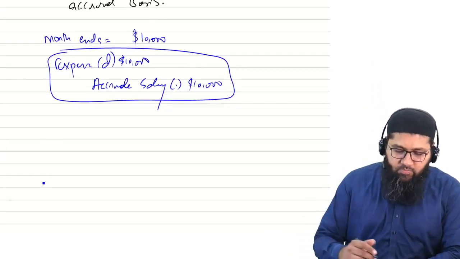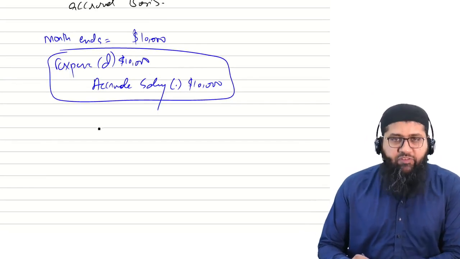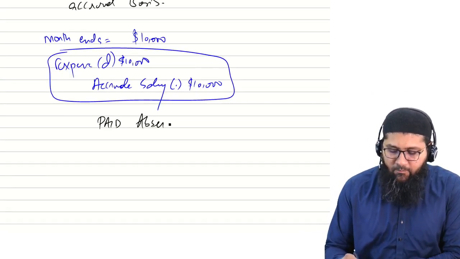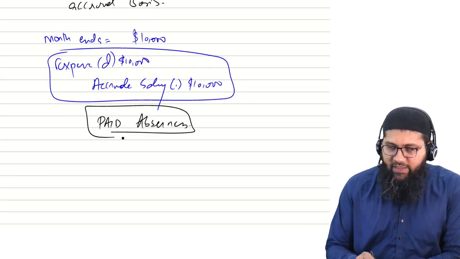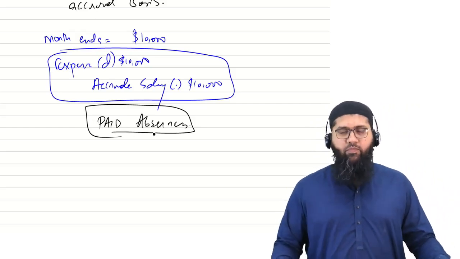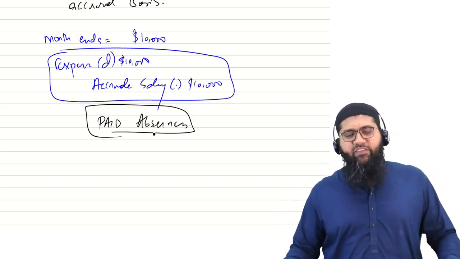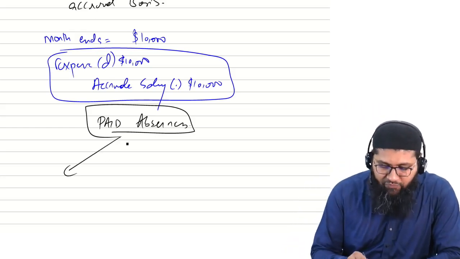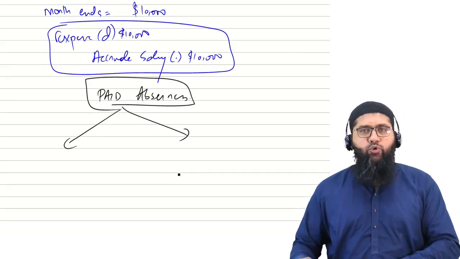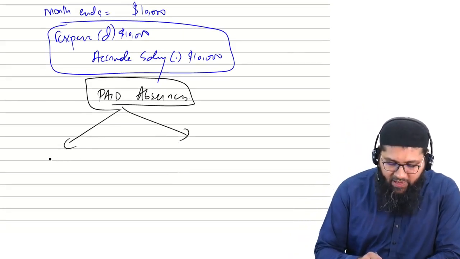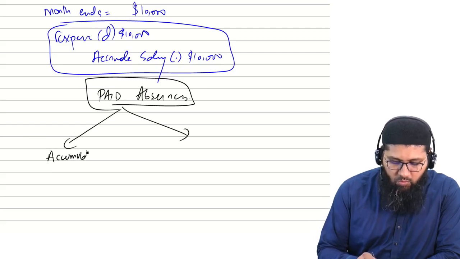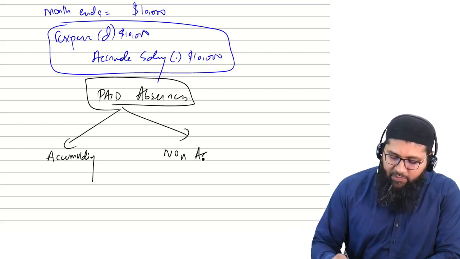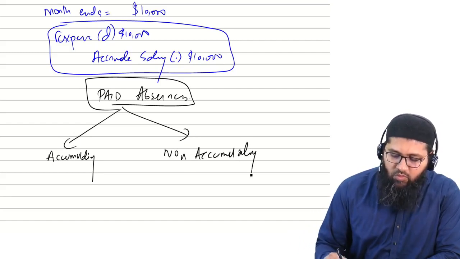Now, there is something which is termed as paid absences. When we talk about paid absences, try to understand. The paid absences can be of two types: one is accumulating, and the other one is non-accumulating.